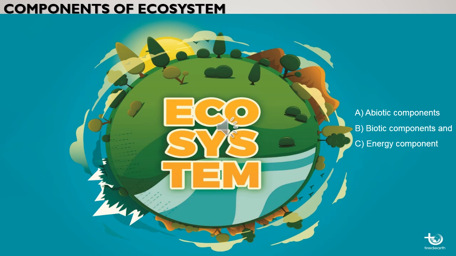Now, the components of an ecosystem. First, what do we mean by ecosystem? A community where all living organisms live and interact, and also with the non-living environment. An ecosystem consists of three basic components: the abiotic component, the biotic component, and the energy component. So what is meant by abiotic, biotic, and energy?